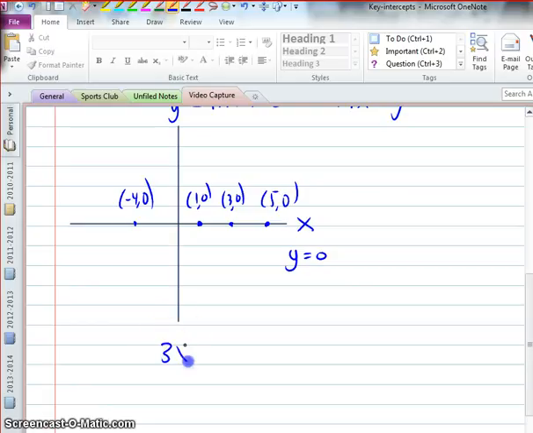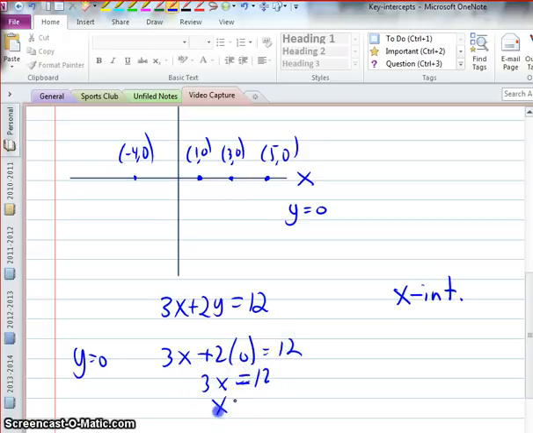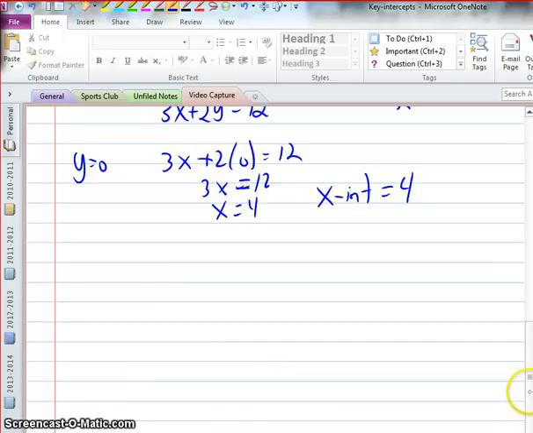So let's say we had 3x plus 2y equals 12, and we want to find the x-intercept. Sorry, I had to take a break for something, but I'm right back. So anyway, I was saying 3x plus 2y equals 12. If you want to find the x-intercept, simply let y equal 0. So in the equation, let y equal 0. Now you have 3x equals 12. So x equals 4. So the x-intercept for that line is +4. Anytime you want to find the x-intercept, simply let y equal 0.